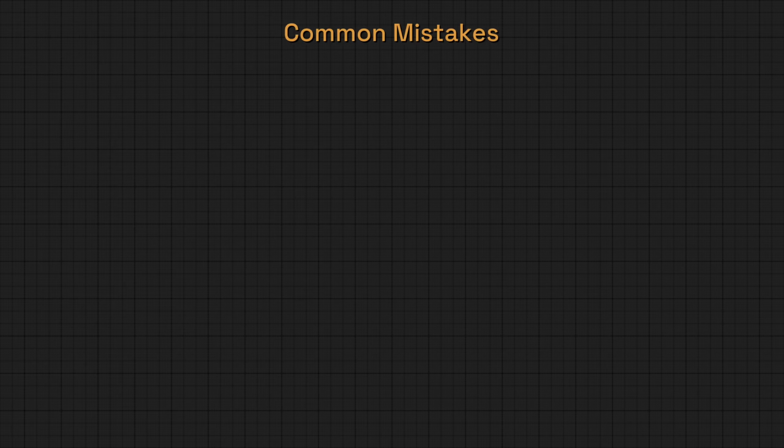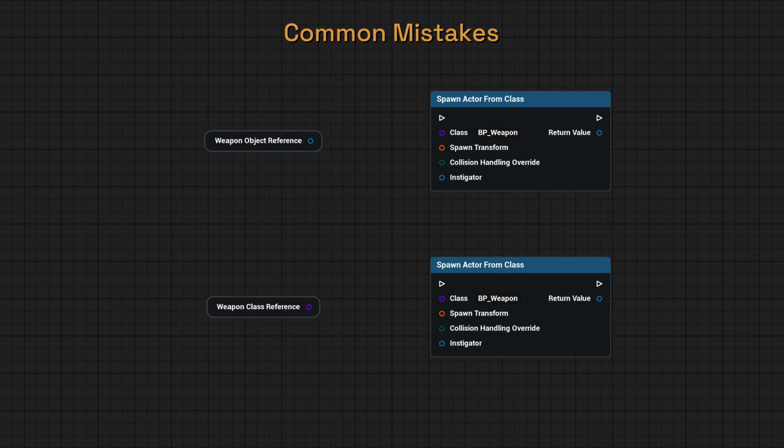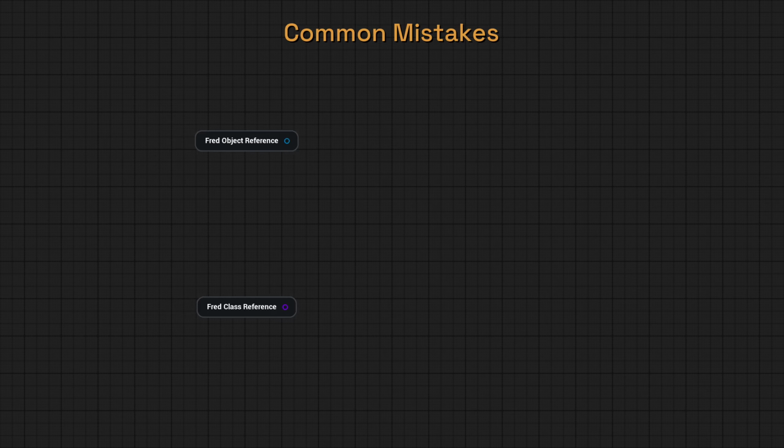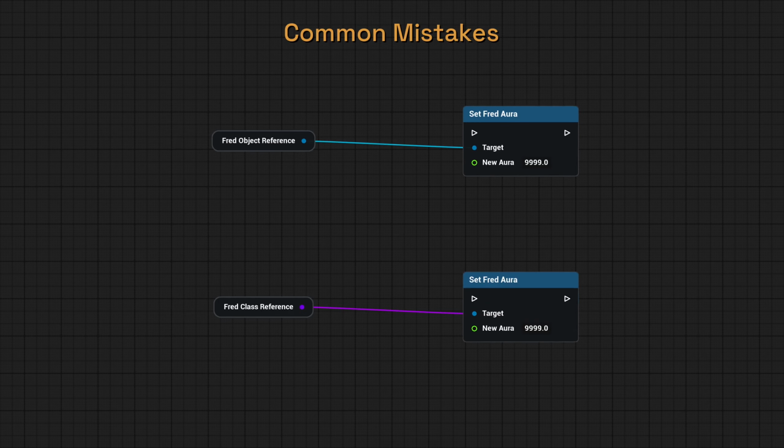Here are some common mistakes to avoid. When trying to spawn an actor, you must use the class reference, not an object reference. If you want to call a function or change a variable on a specific actor, you'll need an object reference to that actor, not a class reference.